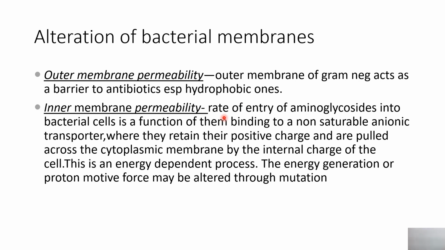So what can be the alteration of bacterial membranes? Outer membrane permeability: the outer membrane of gram-negative bacteria acts as a barrier to antibiotics, especially hydrophobic ones. Inner membrane permeability: the rate of entry of aminoglycosides into the bacterial cells is a function of them binding to a non-saturable anionic transporter, where they retain their positive charge and are pulled across the cytoplasmic membrane by the internal charge of the cell. So this is an energy dependent process. The energy generation or proton motive force may be altered through mutation.